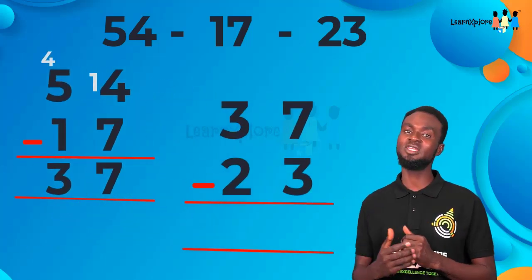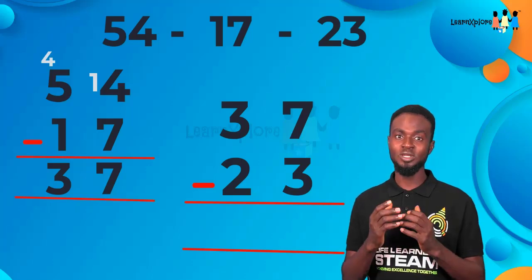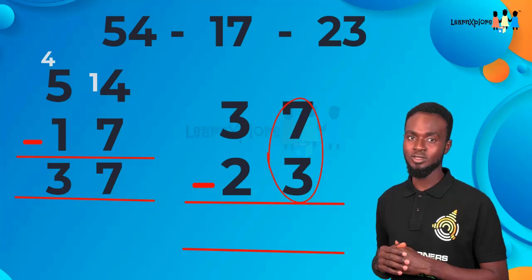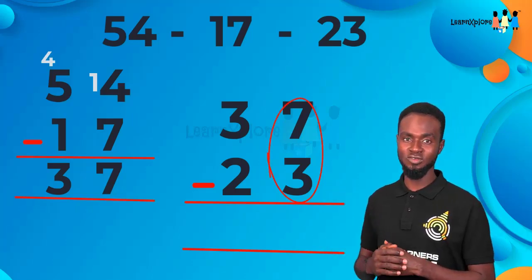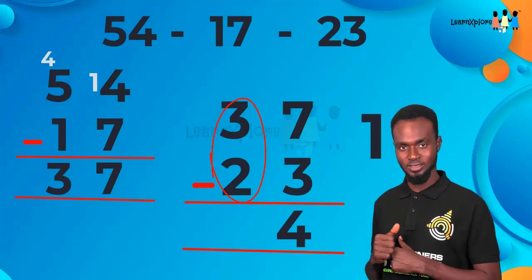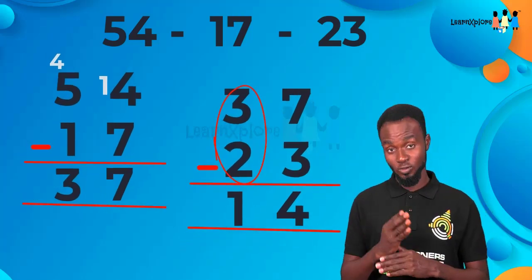Then you remove 23 from 37. So let's have it. We have 37 minus 23. So let's remove 3 from 7. It will give us 4. And then removing 2 from 3 will give us 1. So the final answer is 14.